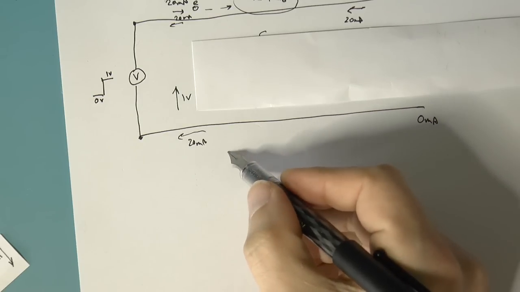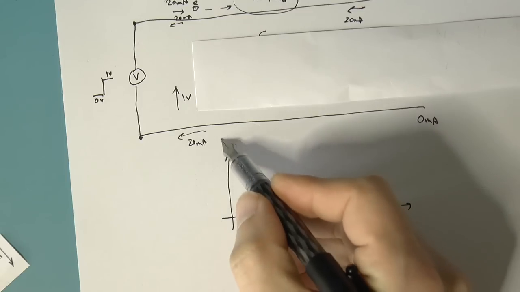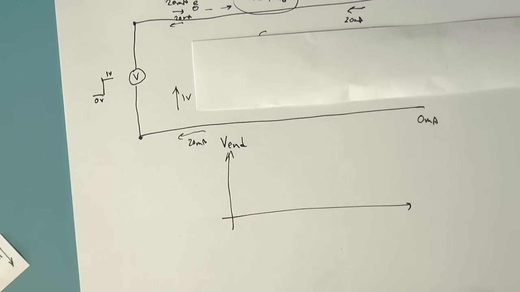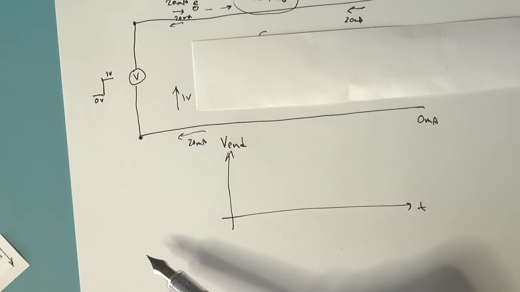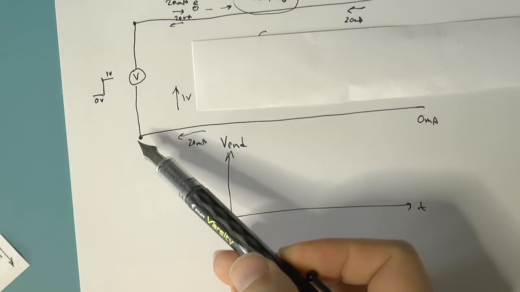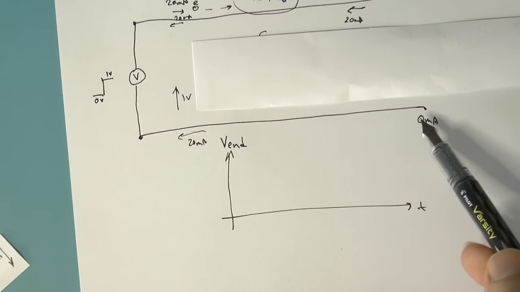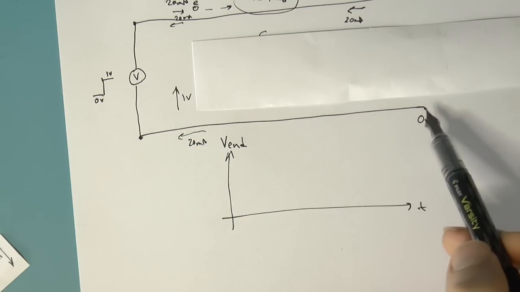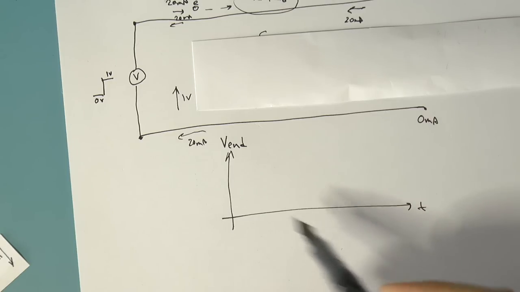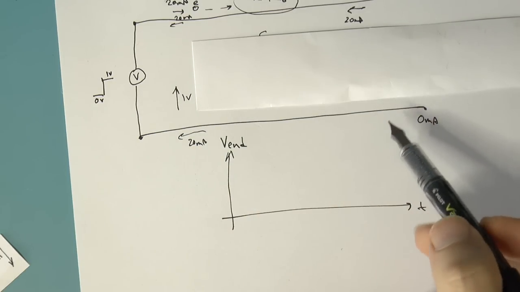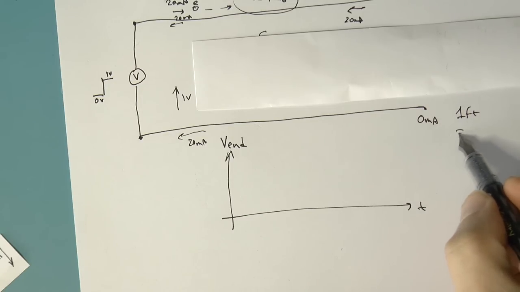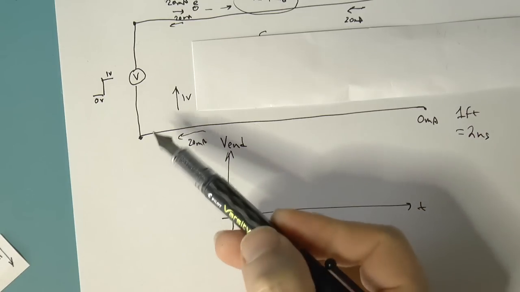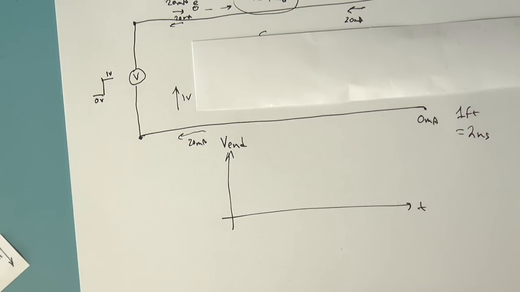So we're going to graph the voltage at the end, and this is time. Okay, so light travels at 1 foot per nanosecond. Half of that means 1 foot per 2 nanoseconds. And let's suppose that this is a 1 foot transmission line. So that's 2 nanoseconds. So it takes 2 nanoseconds for the wave to go from the beginning to the end.